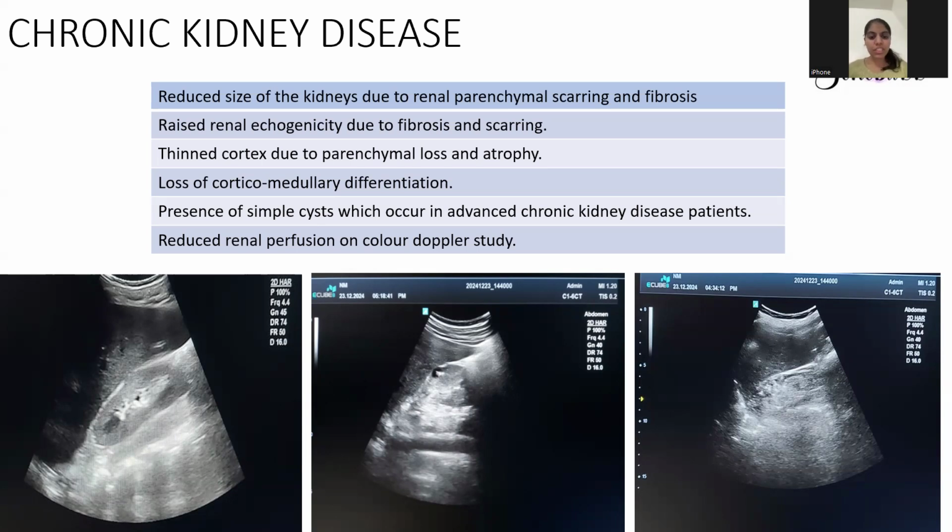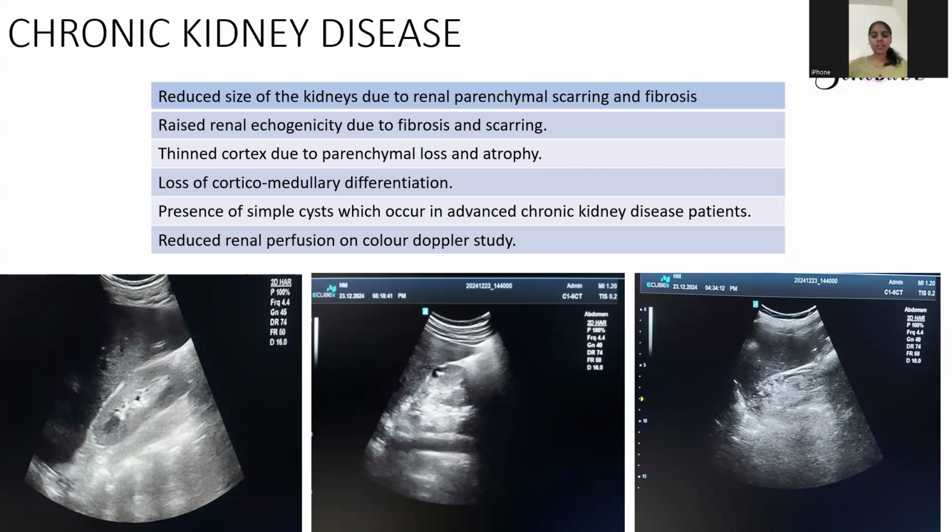And we are able to see that multiple small cysts will be noted and reduced renal perfusion can be noted on color Doppler study. The image in the middle is showing a cortical cyst in the midpole and there is raised echotexture in the kidney. And these are all kidneys which are showing raised echotexture with loss of CMD, that is mild, moderate to severe chronic kidney disease.